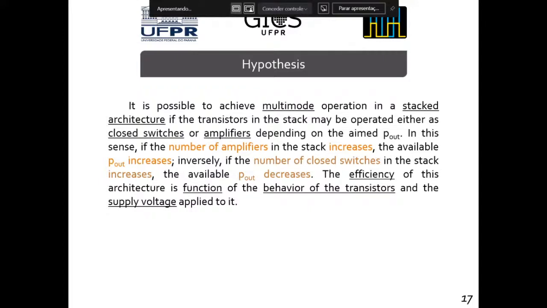Based on the modern mechanisms to increase power amplifier efficiency, on the adequacy of the multimode architecture to meet such trend, and on the issues related to CMOS power amplifiers design, it is conjectured that it's possible to achieve multimode operation in a stacked architecture if somehow its transistors could behave either as amplifiers or as closed switches.